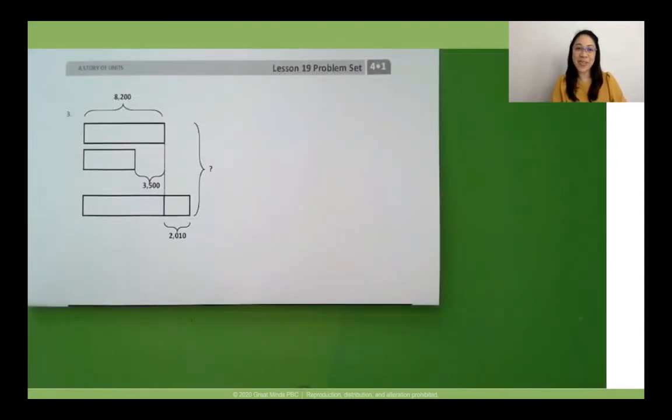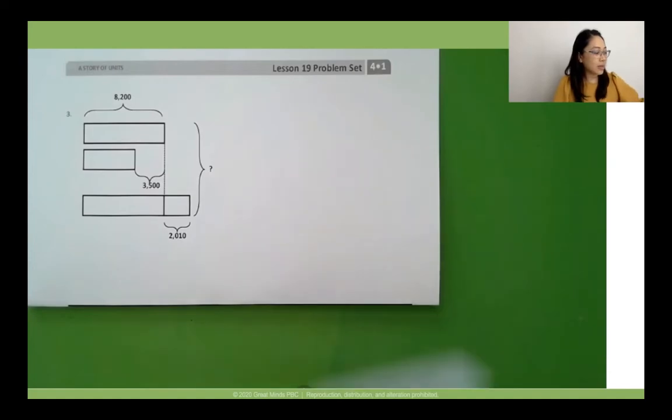Here is tape diagram number 3. How is this one different from the previous two that we analyzed? We can see that this tape diagram consists of 3 different tapes. Here's what I'd like you to do. You're going to pause the video, and when you do, I'd like you to ask the first 2 questions.